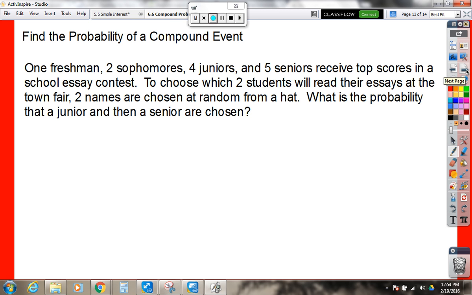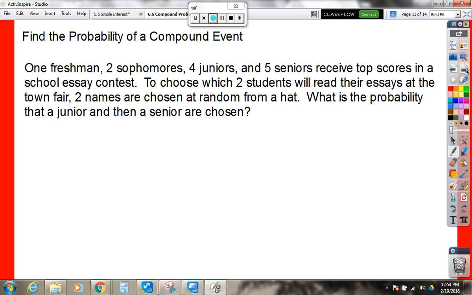One freshman, 2 sophomores, 4 juniors, and 5 seniors received top scores in the school essay contest. To choose which 2 students will read their essay at the town fair, 2 names are chosen at random from a hat. What is the probability that a junior and then a senior are chosen? Okay, thank you. Okay, so first, what's the probability that a junior would be chosen?